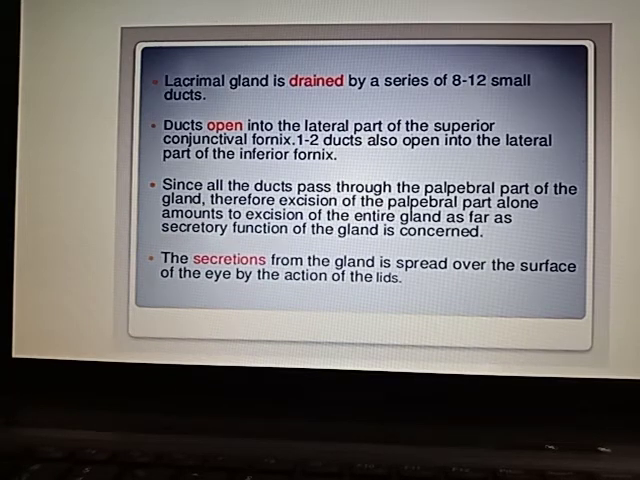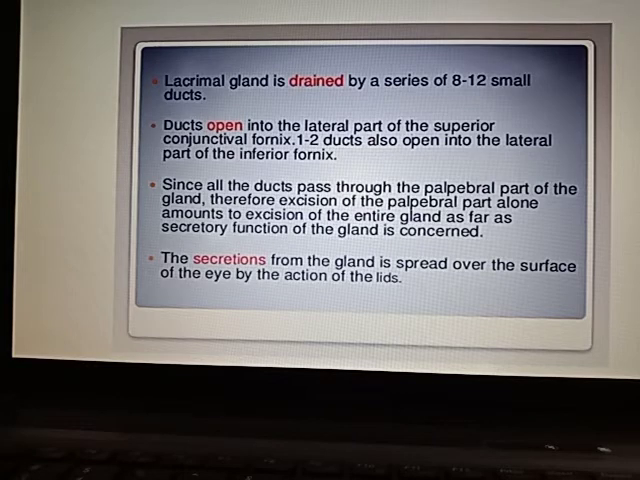The lacrimal gland is drained by a series of 8 to 12 small ducts into the superior part of the conjunctival sac. These run beneath the conjunctiva and open into the lateral part of the superior conjunctival fornix. 1 to 2 ducts also open into the lateral part of the inferior fornix.